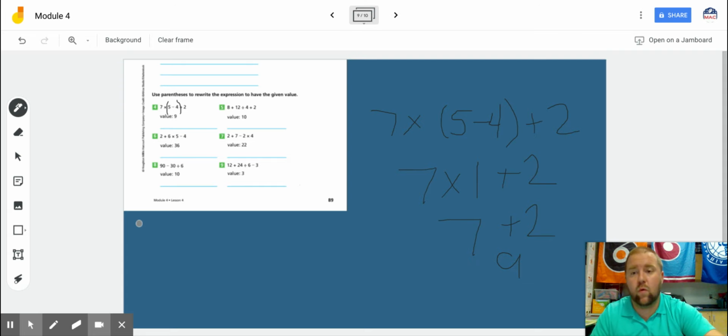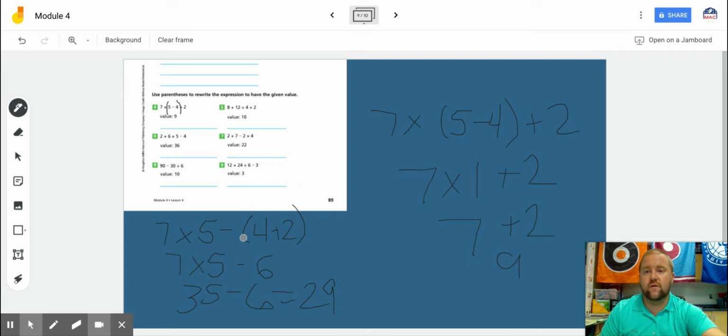Let me show you why the next one might be incorrect. Let's say I did 7 times 5 minus, and then I put in parentheses 4 plus 2. If I'm going to solve this problem, first thing I would do is parentheses. So 4 plus 2 is 6. So then I would rewrite 7 times 5 minus 6. Next, I would do 7 times 5, which would be 35, minus 6, which is actually equal to 29, which is way too much.